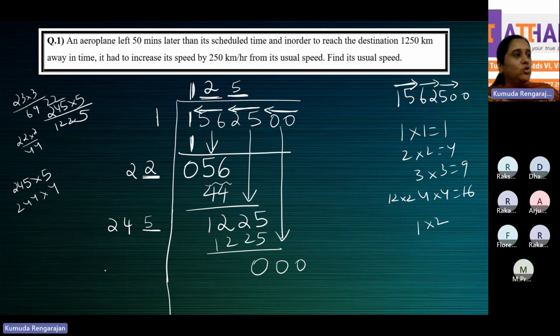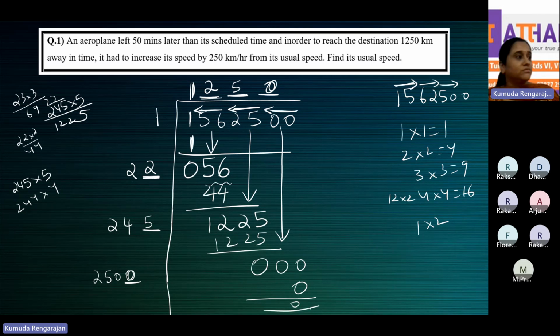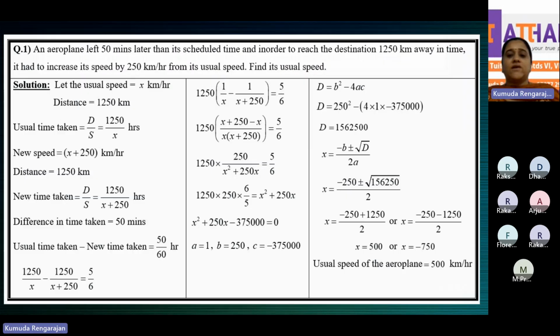250. 125 into 2, 250. Whatever you add here, you must add the same thing here. So you're going to add 0 here and 0 here also, because 2500 into 0 is 0. Because you cannot add even 1. So it is 2500 into 0, which is 0. And the remainder is 0. So the square root of the number is 1250. And that's what we have here.